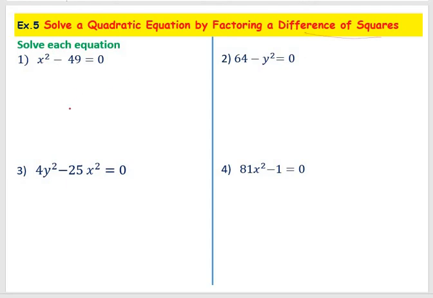How can I use the difference of squares? It's simply putting my two brackets. Here I have minus, and here I have plus. Now, x squared is x by x, and 49 is 7 by 7. The square root of 49 is 7. Then this is called the difference of two squares.